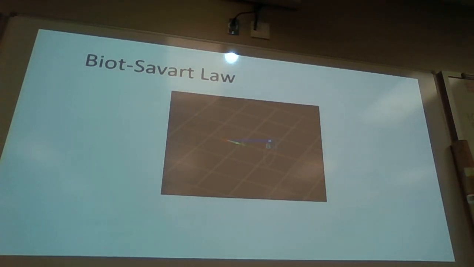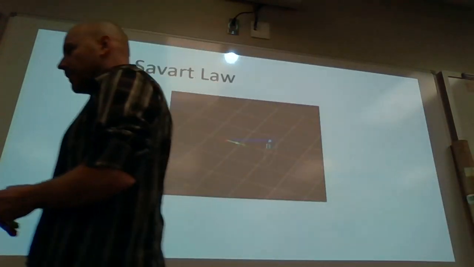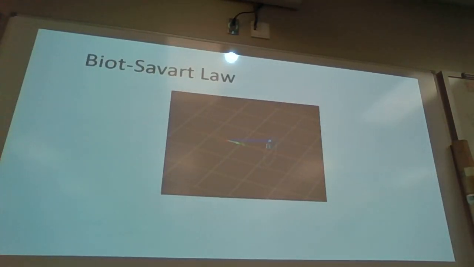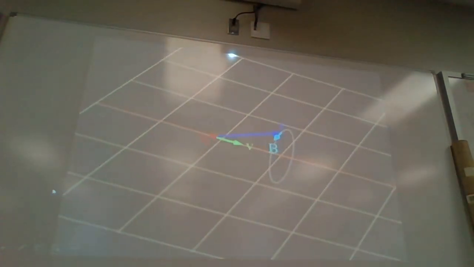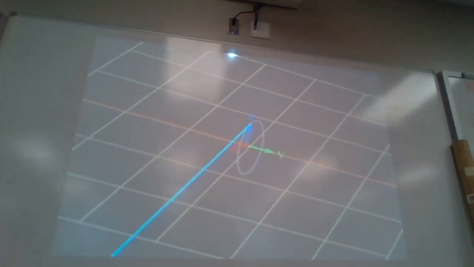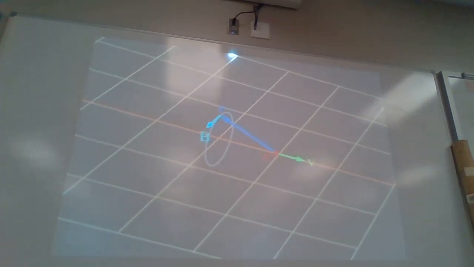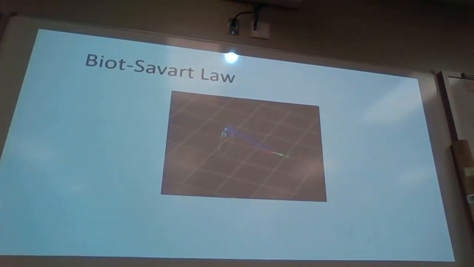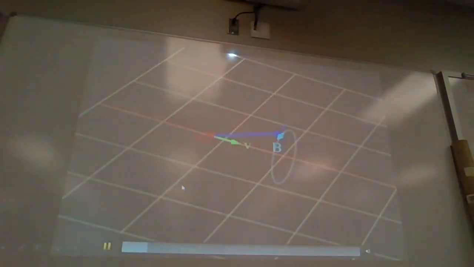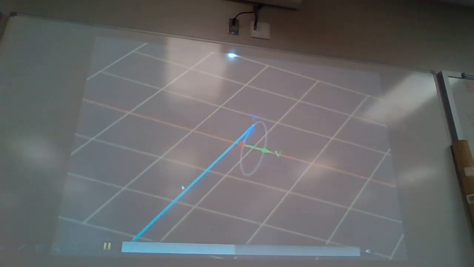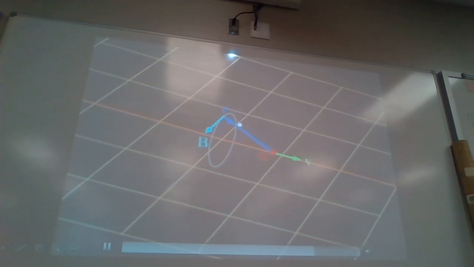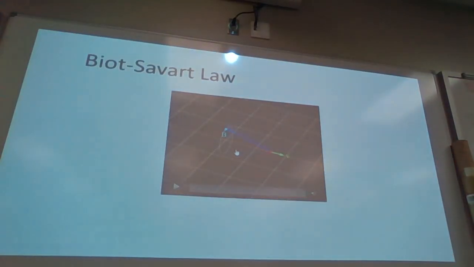All right, so here's another animation. Good with that? As it gets closer to the radius, so that's your radius vector.